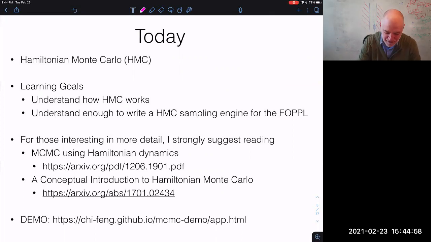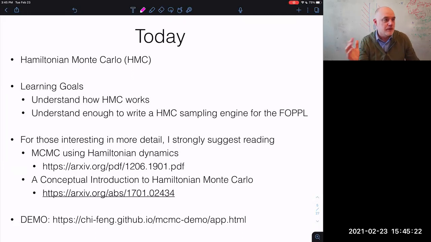Don't worry. Okay, so today we're going to do Hamiltonian Monte Carlo, and the learning goals are to understand roughly how Hamiltonian Monte Carlo works. You could do a whole course on it, so we'll just try to get the idea across. At the end of this lecture, you should have enough understanding to write a Hamiltonian Monte Carlo sampling engine for the FOPL.